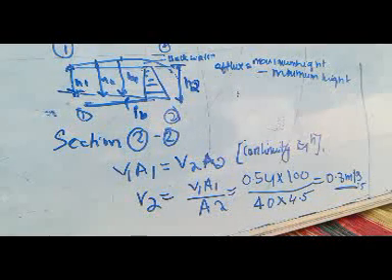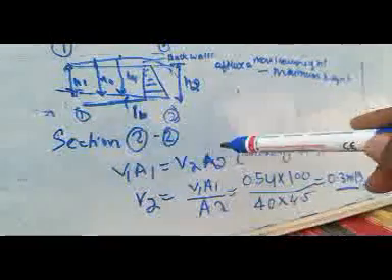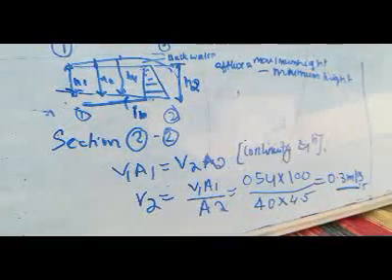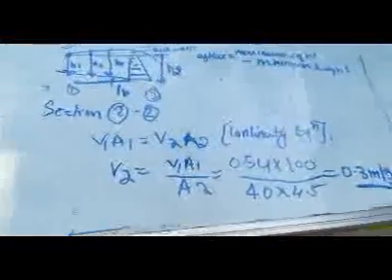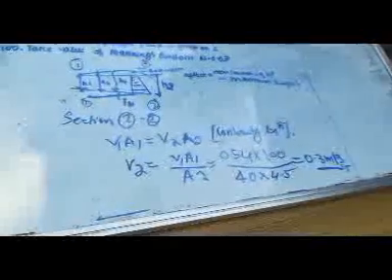This is the continuity equation: V1 A1 is equal to V2 A2. We know the values of V1, A1 and A2, so we find the V2 value using that. We calculated V2, and the value we got is 0.3 meter per second.